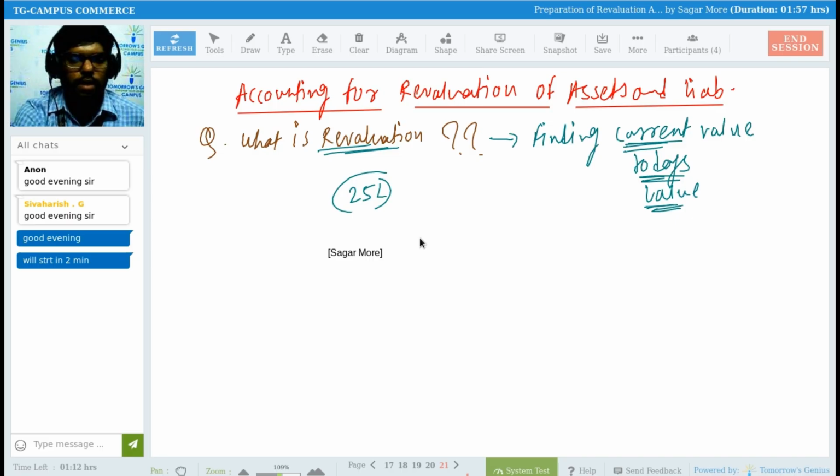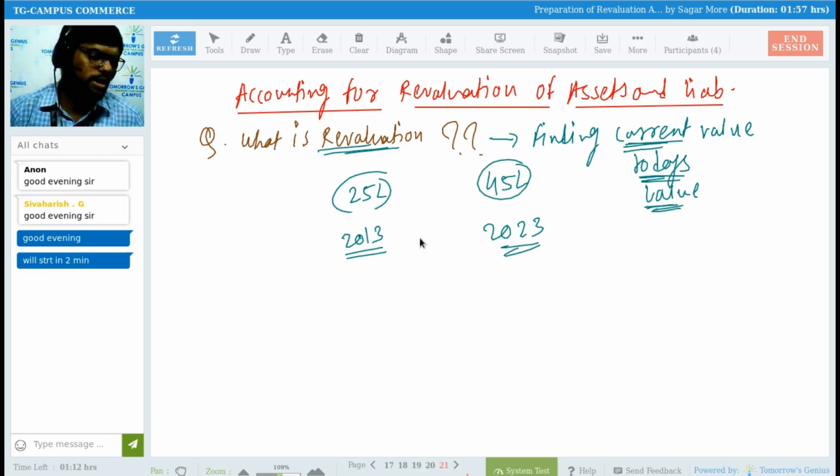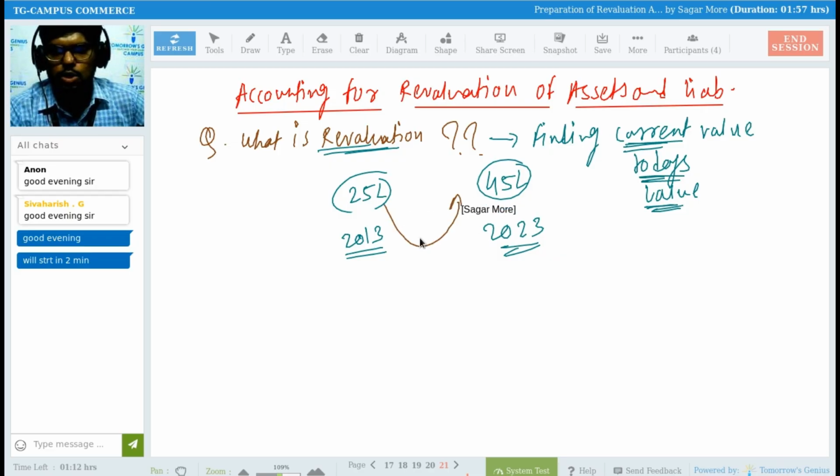In the year 2013, the value of that flat was 25 lakh rupees. And in the year 2023, the value of that flat is 45 lakhs. So now tell me whether the value of the flat has increased or decreased? Increase. Increase by how much? 20 lakh. The value of the flat has increased by 20 lakhs.